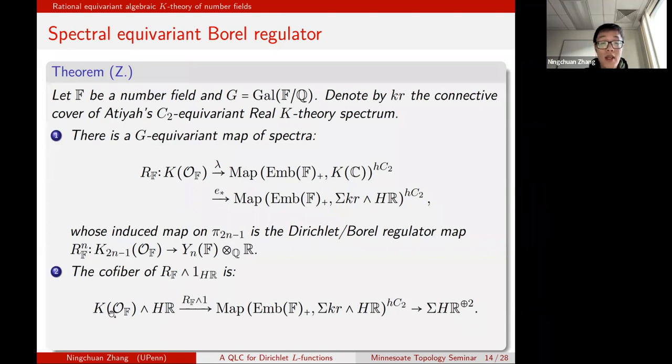And this basically tells you the real, or equivalently rational, naive equivariant homotopy type of the algebraic K-theory spectrum of OF. So basically, you have this part, which is fairly easy to understand, and then the difference is just 2 copies of suspension HR.